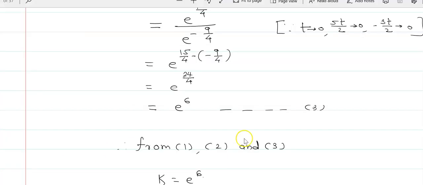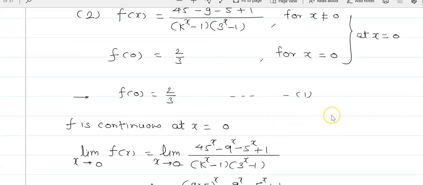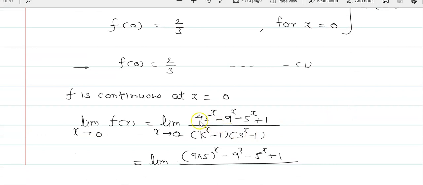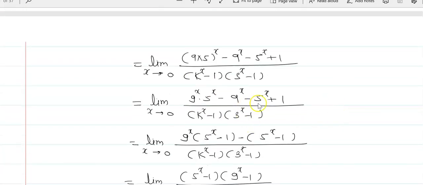Now we'll see this again. See this. The given function, its value is 2 by 3. F of 0 is 2 by 3. F is continuous at x equals 0. 45 means what? 9 into 5 raised to x minus 9 raised to x minus 5 raised to x plus 1. Separate it. Take 9 raised to x as common. From the remaining two, that is minus 5 raised to x plus 1.